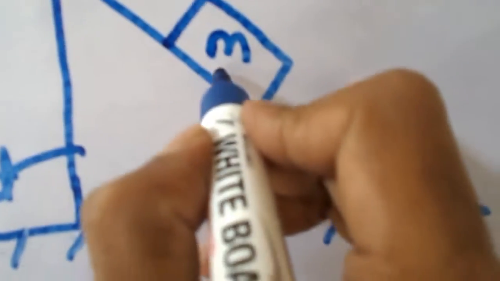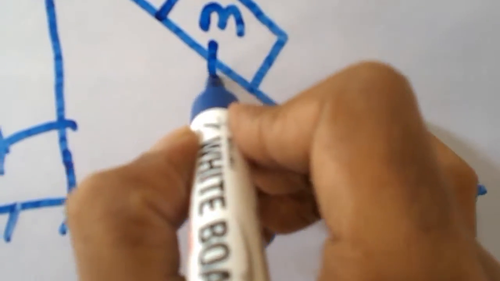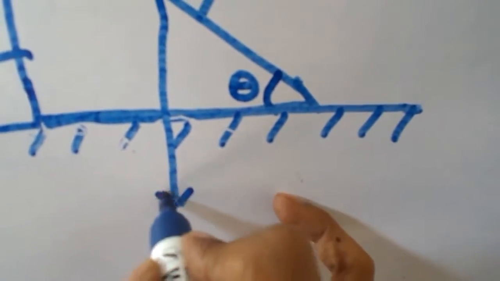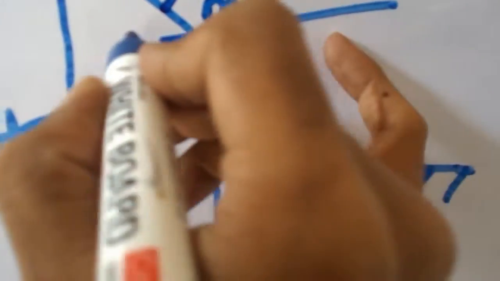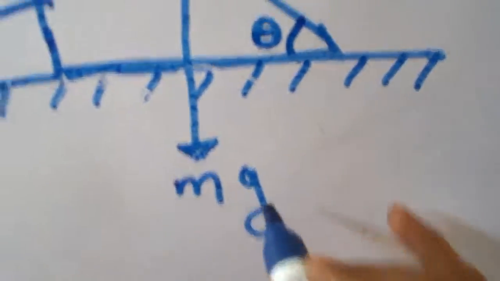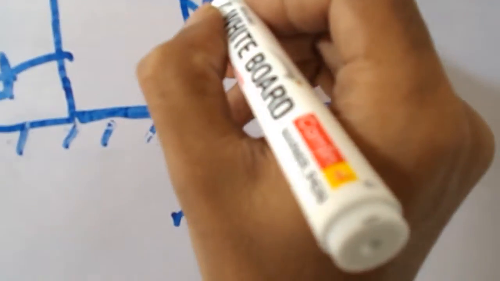Suppose this mass is m. It is in gravity, so due to gravity there will be a force which is just vertical, and this force will be mg. The force due to gravity is always vertical. This is horizontal, this is vertical, and this angle will be theta, no doubt.